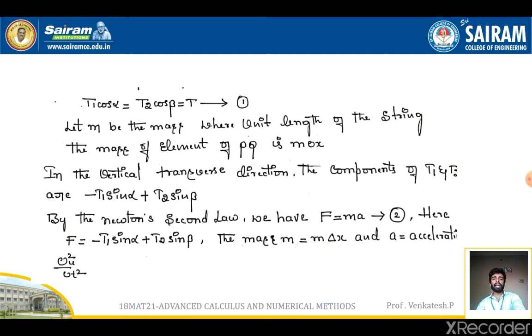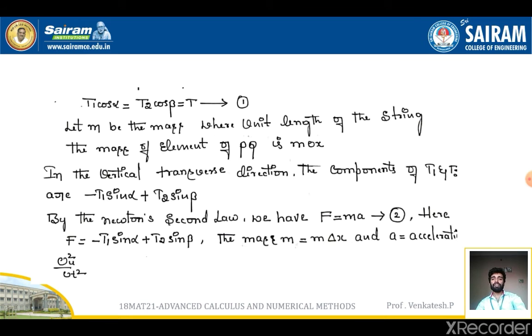So in the vertical transverse direction, for the components T1 and T2, I have the force like this, that is minus T1 sine alpha plus T2 sine beta. And for the string PQ, the mass will be given by m into delta x, and the acceleration is given by ∂²u/∂t². So now I'm going to incorporate all this force, mass and acceleration in equation number 2.